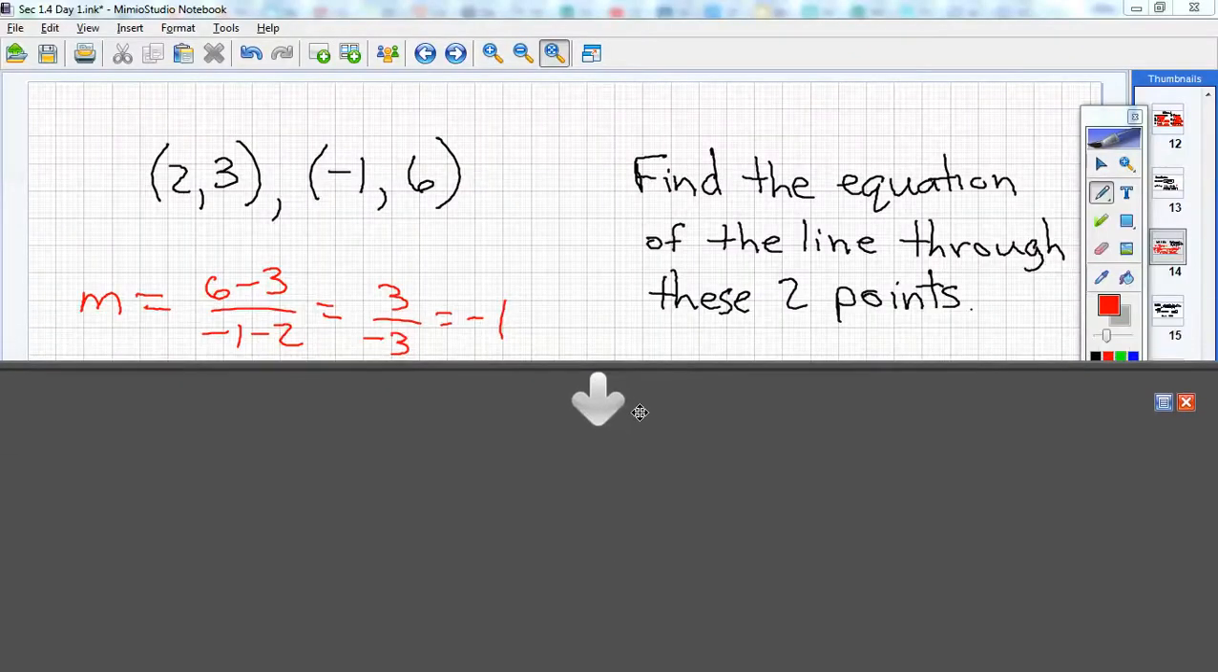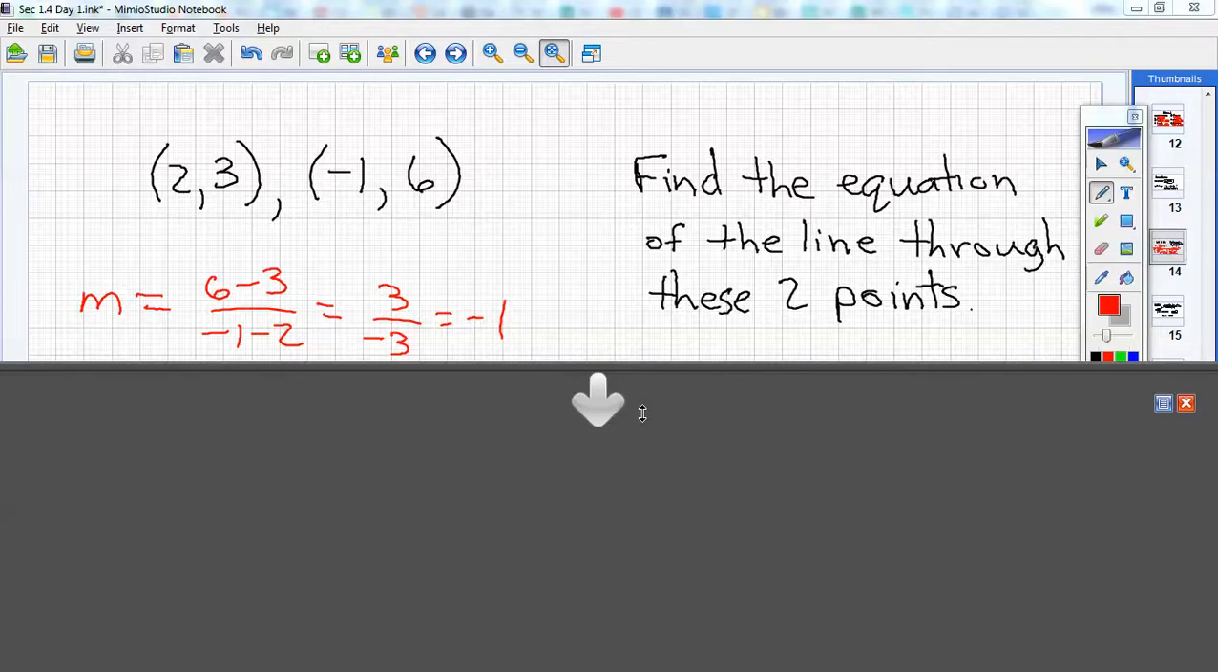Okay, so before we can find the equation of a line, we need a slope. We need to know the slope of the line, right? So if you're given 2 points, the first thing we have to do is find the slope. Okay, we have to find the slope of that line. So that's -1.